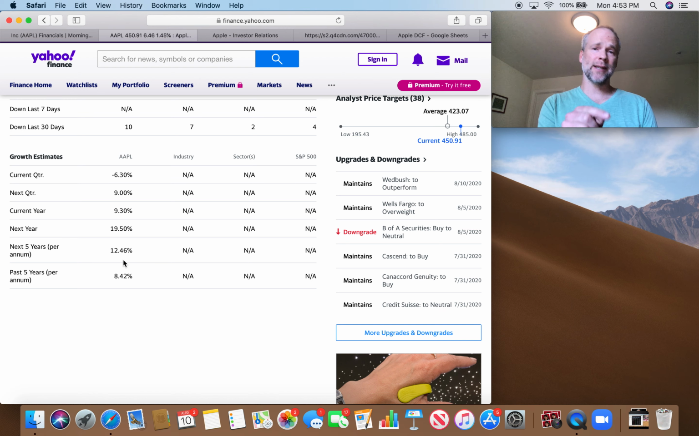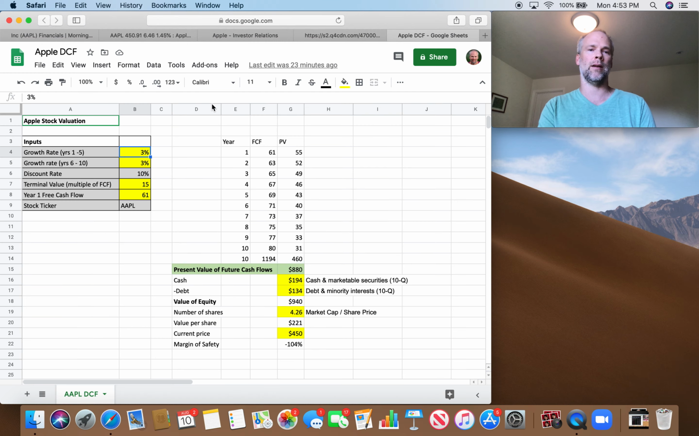Analysts are saying this company is going to grow at 12.5% per year. That's just insane to me. But why don't we do this? Let's do a little exercise. Let's say we take the past 5 years and we assume Apple's going to grow at that rate for the next 5 years, 8.4%. Let's see what that does to our valuation.